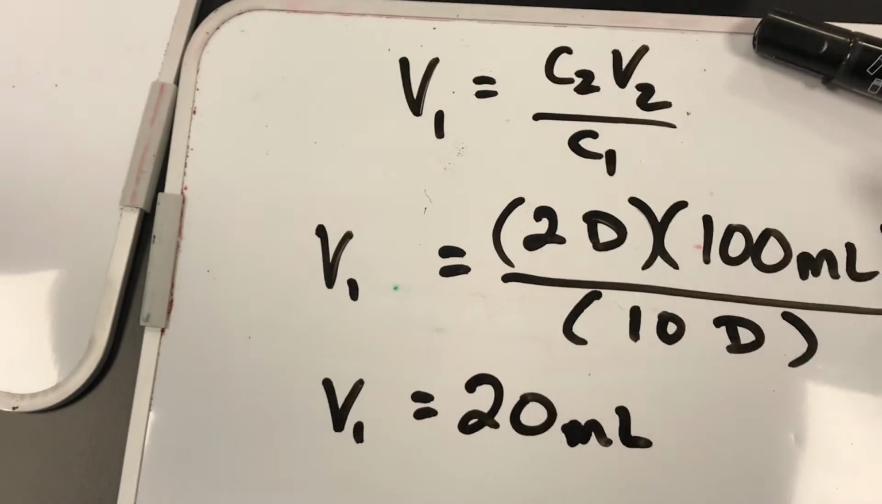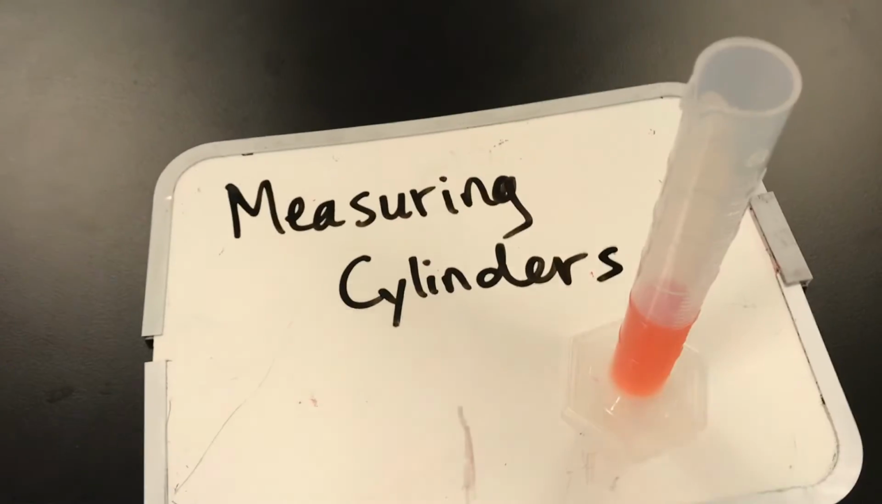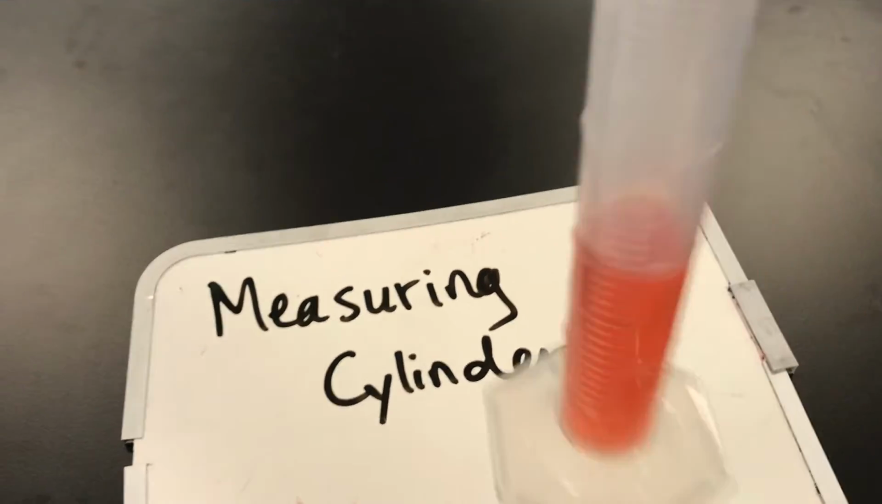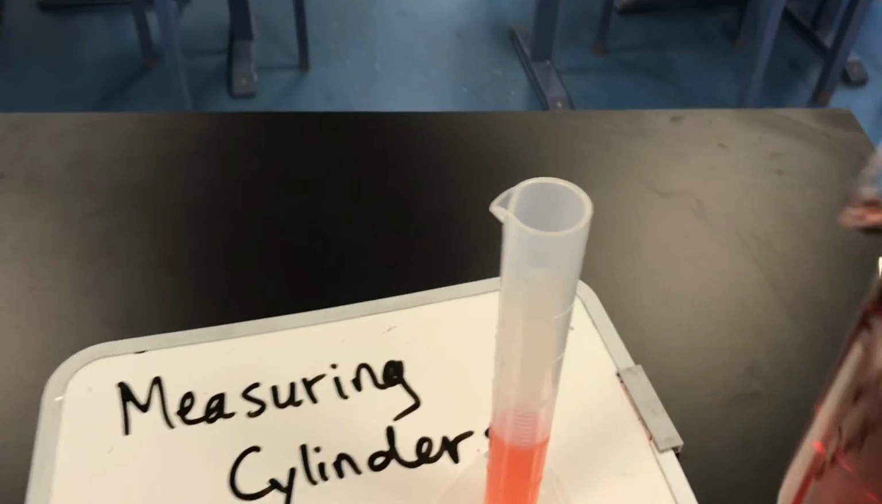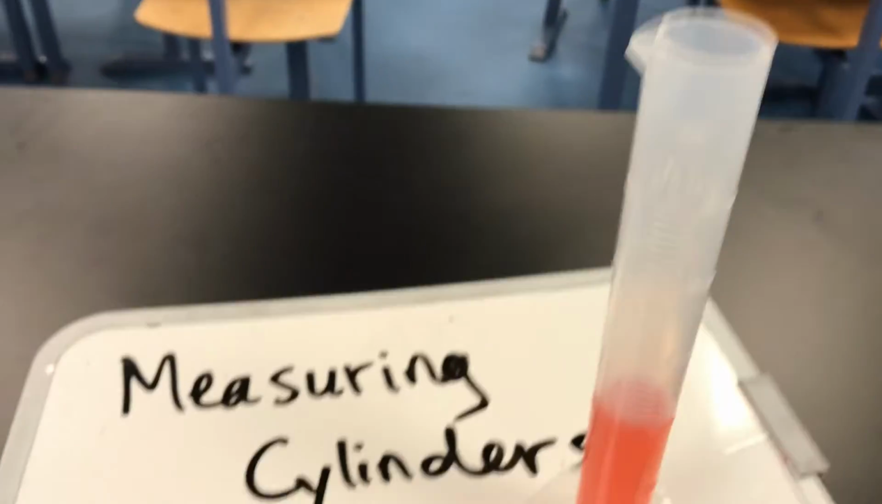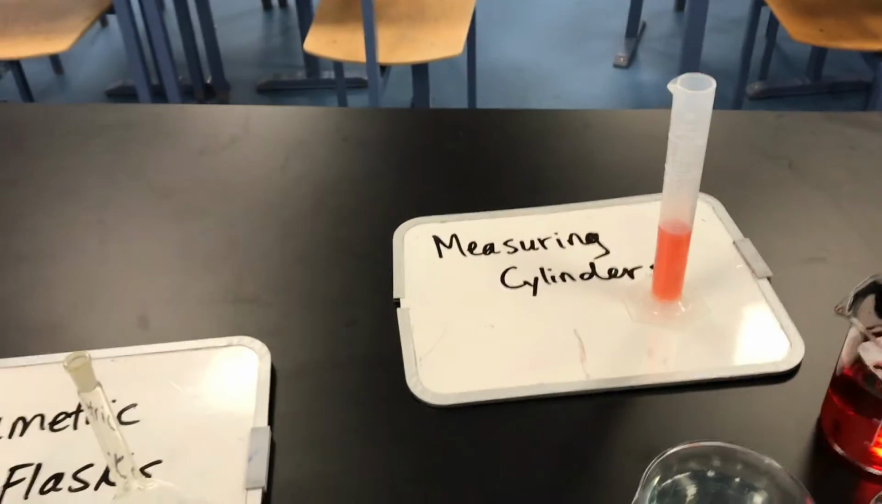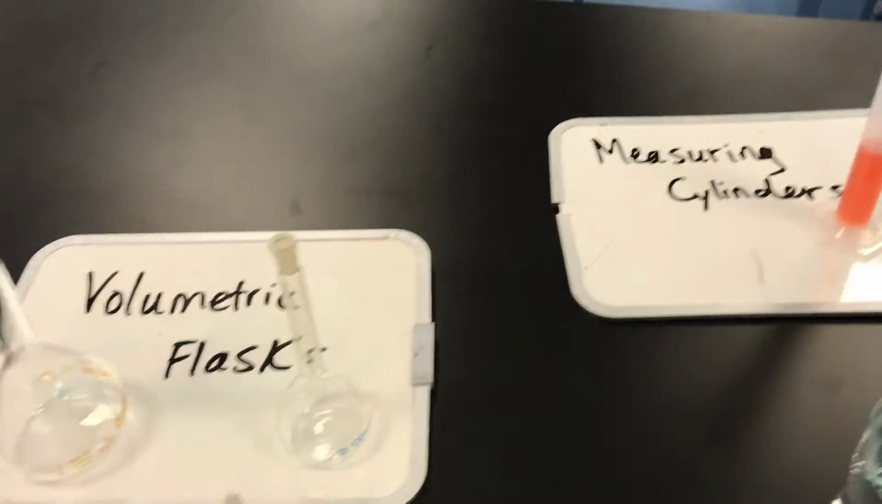So let's see that in practice. This is what's known as a measuring cylinder. I've used this to measure out 20 milliliters of that original 10D solution. I poured it in and measured carefully that I had 20 mLs. So that's a really good device to measure out a small volume.